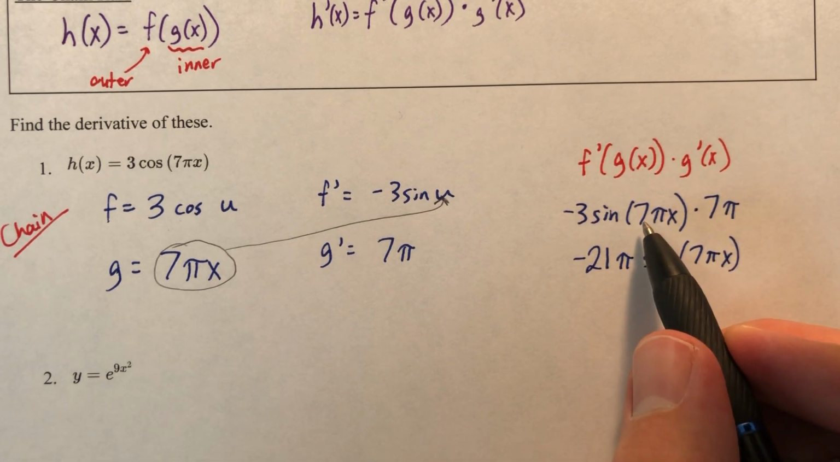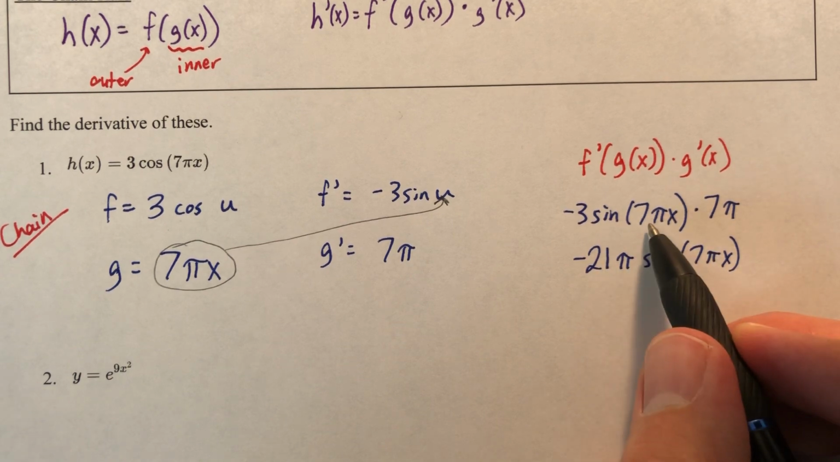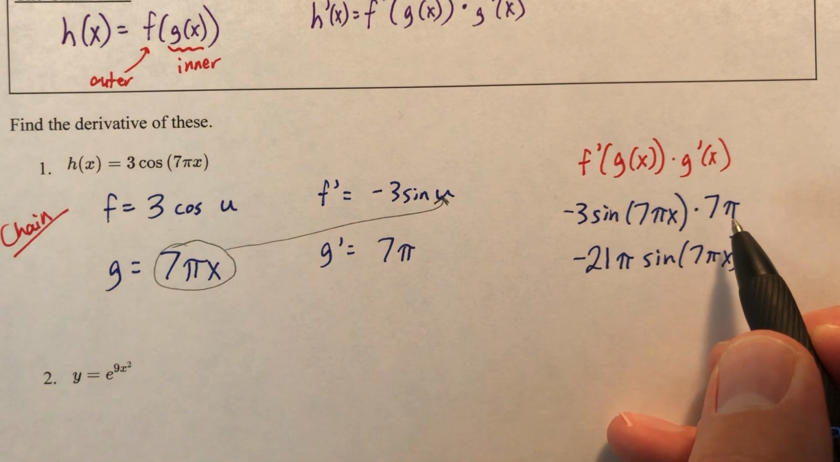Let me tell you what not to do. Don't be like 7 times 7 is 49. No, no, no, no. This stuff is inside the sine. So this stuff is off limits to be simplified with any of the rest of the constants that are multiplied.